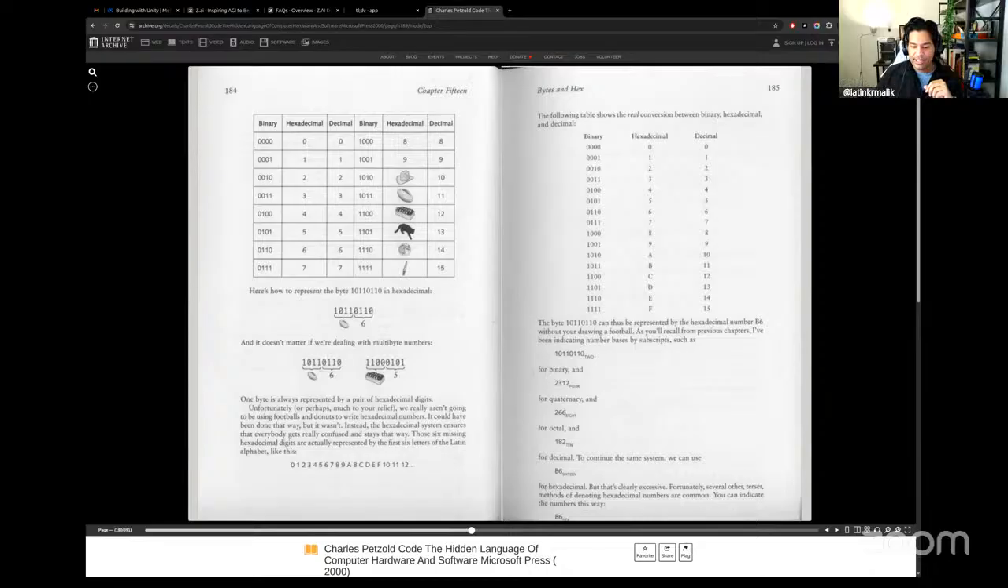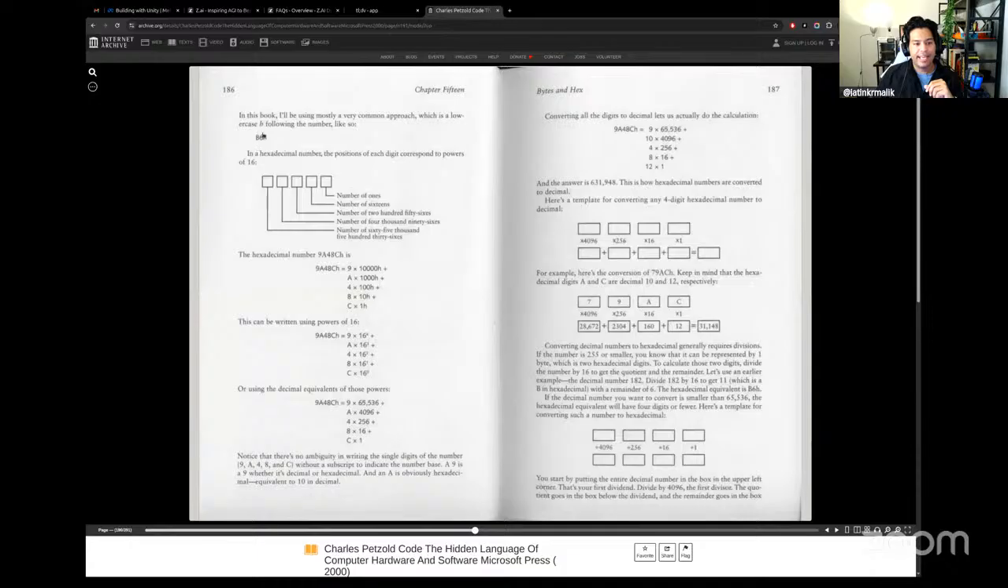Fortunately, several other methods of denoting hexadecimals are common. So instead of writing the whole 16, you can either write hex, or you can even write H. I will be using a very common approach, which is a lowercase h followed by the number, like this. So in hexadecimal, the position of each digit corresponds to a power of 16.